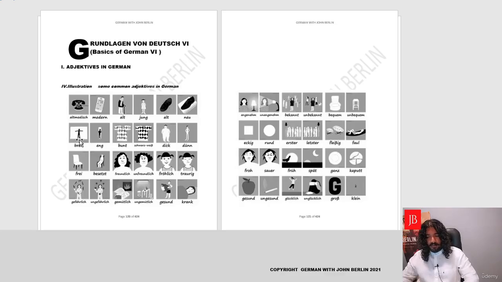Perfect. Coming to the second row, we'll be doing breit und eng. These are the words for wide and narrow. So we could assume this to be a window, or it could be a gate. Let's say it's a broad gate. Das ist eine breite Tür. That's a broad gate. This seems to be certainly a very narrow door, hardly makes a person fit in. Das ist eine enge Tür.